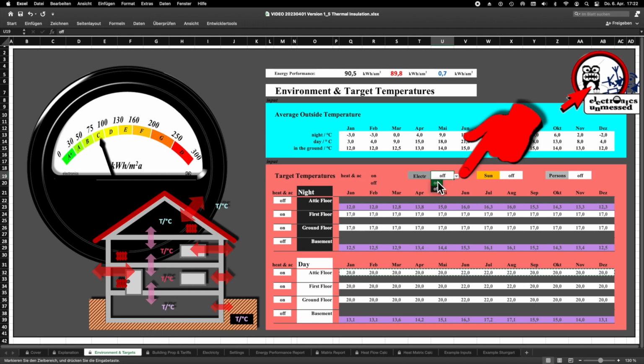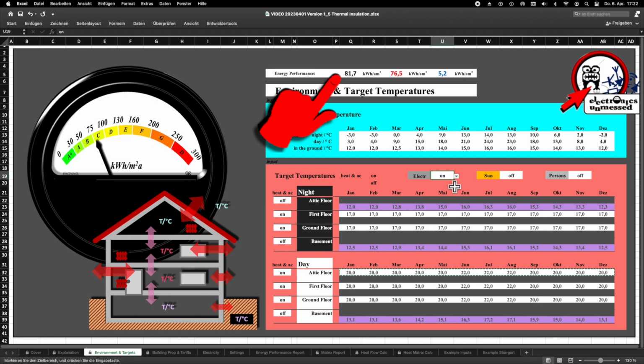I just switch electricity on here. Wow, that's more than I thought. After all, the consumption of heating energy is reduced to 81.7 kilowatt hours per square meter. Of course, this is only the case in a relatively cool country like Germany. In a warm country, it would increase energy consumption, as more energy would then be used for air conditioning due to the additional heating. By the way, we will take a closer look at the settings for the switchable functions later in a separate video.